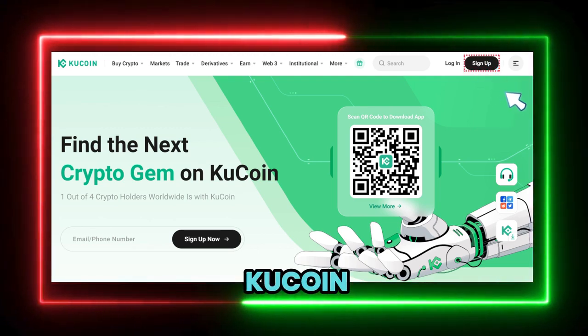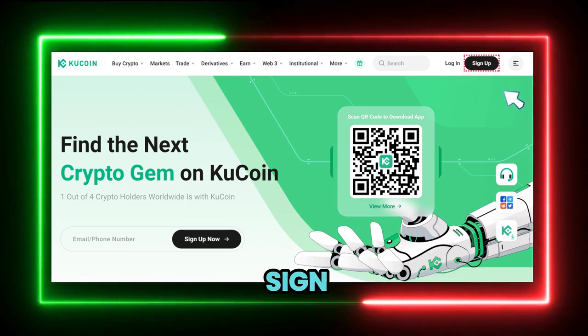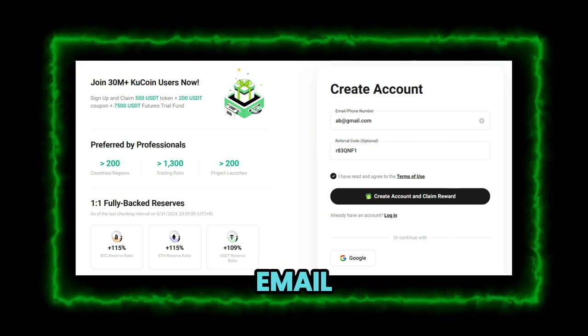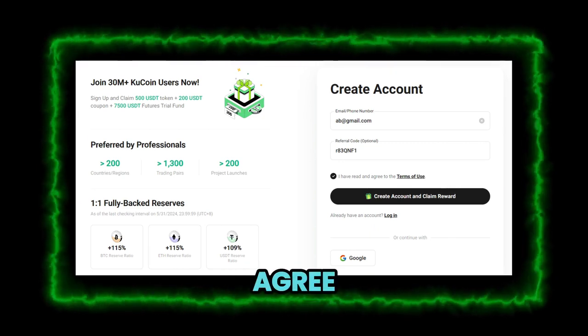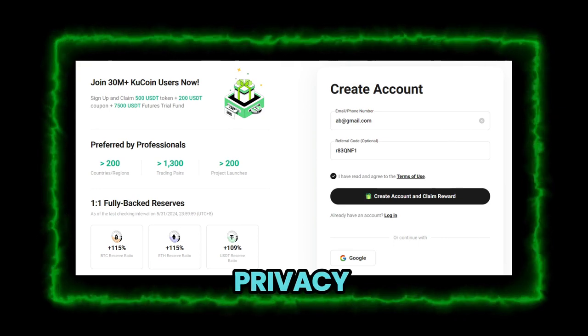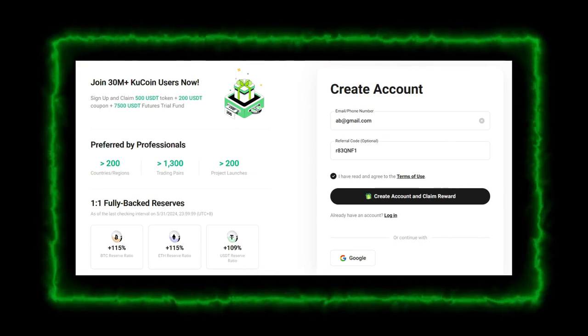Step 2. Create a KuCoin account. Click on the Sign Up button. Enter your email address or phone number and create a strong password. Agree to the terms of service and privacy policy, then hit Sign Up.